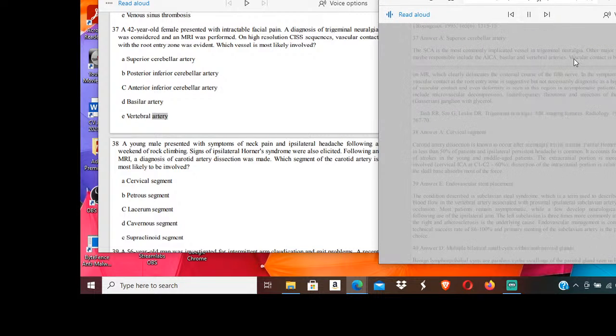37. Answer A. Superior cerebellar artery. The SCA is the most commonly implicated vessel in trigeminal neuralgia. Other major arteries that may be responsible include the AICA, basilar, and vertebral arteries. Vascular contact is best depicted on MR, which clearly delineates the cisternal course of the fifth nerve. In the symptomatic patient, vascular contact at the root entry zone is suggestive, but not necessarily diagnostic, as a high incidence of vascular contact, and even deformity, is seen in this region in asymptomatic patients. Treatments include microvascular decompression, radiofrequency rhizotomy, and injection of the trigeminal, Gasserian ganglion with glycerol.